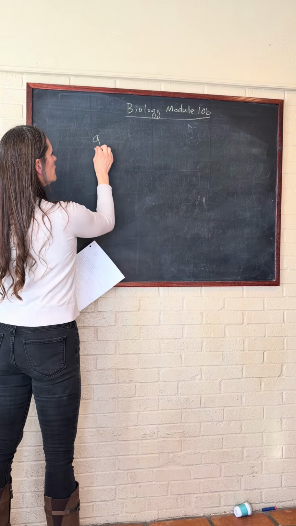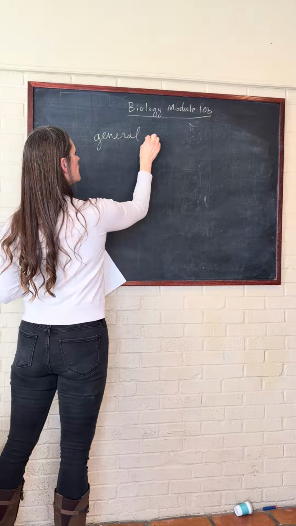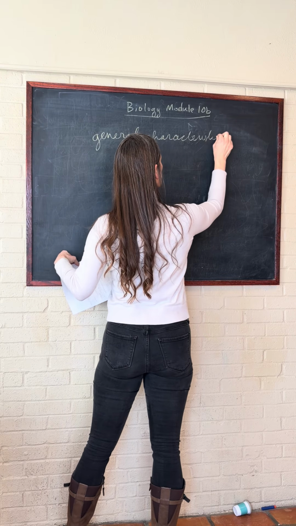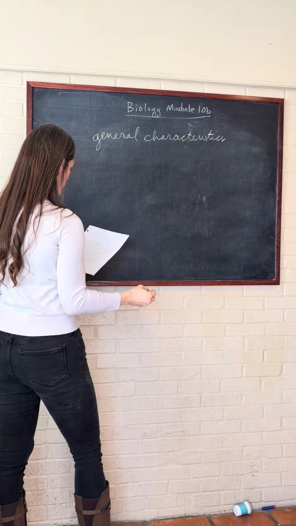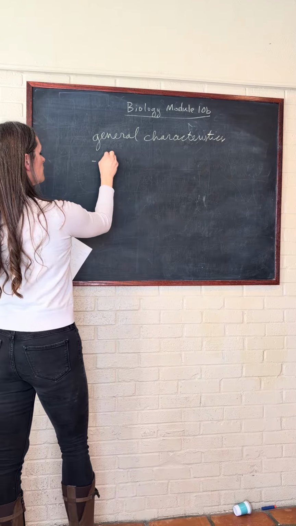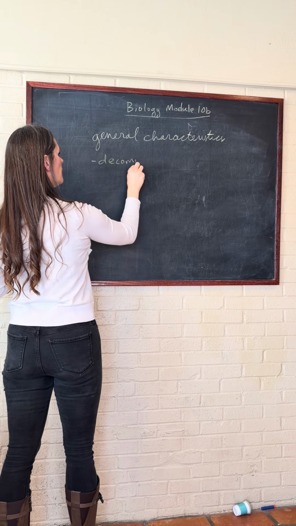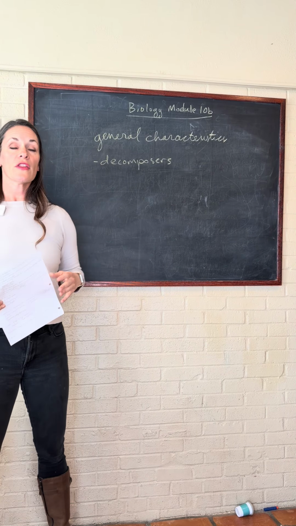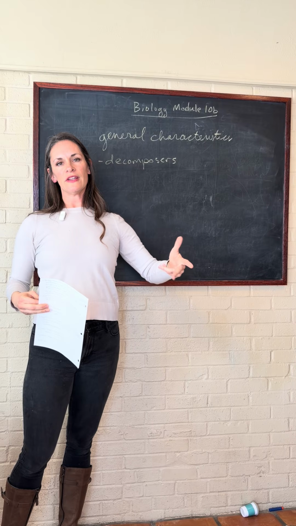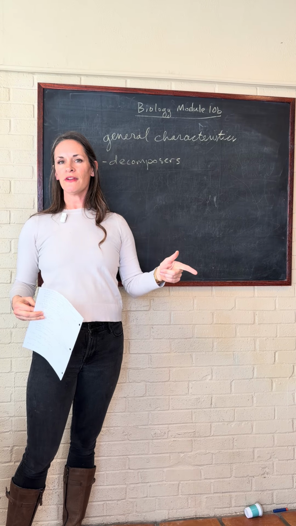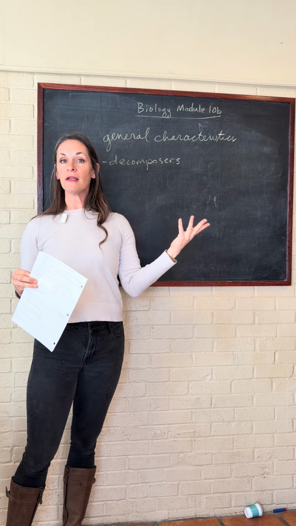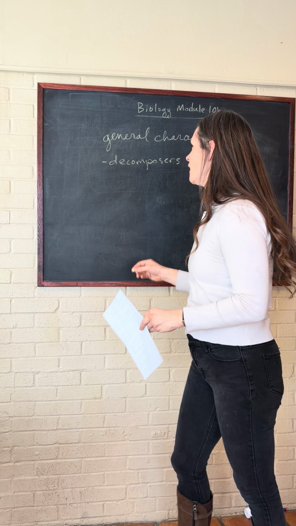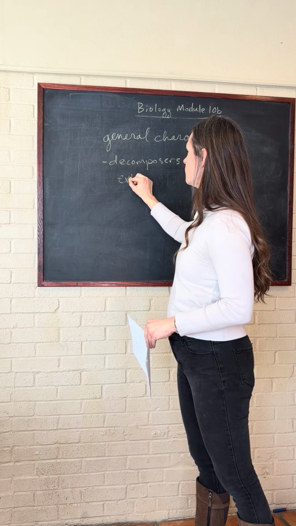So, general characteristics of fungi are that they are decomposers. How is a decomposer different from a heterotroph? Heterotrophs are other feeding. Remember, autotrophs are self-feeding. They make their own food. Heterotrophs are other feeding. They eat other organisms. Decomposers are heterotrophs, but they have a special way of eating other organisms, and that is through extracellular digestion.